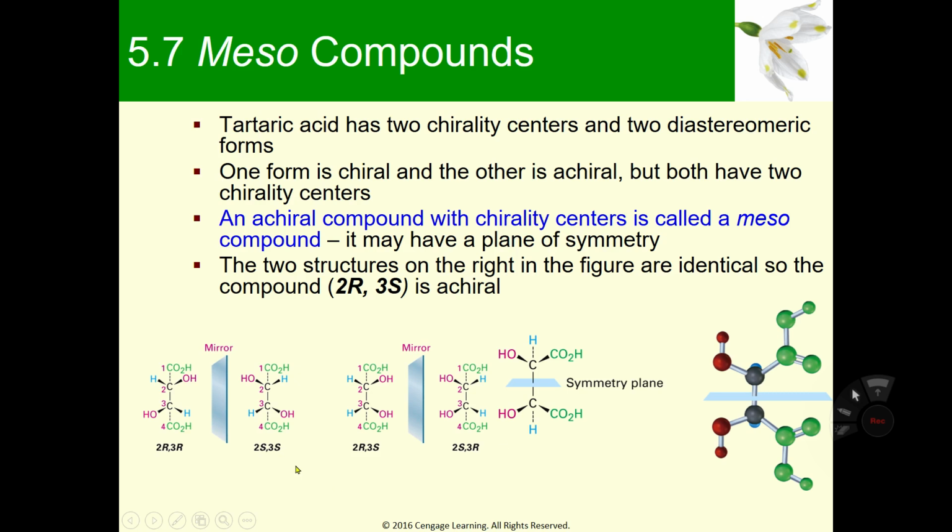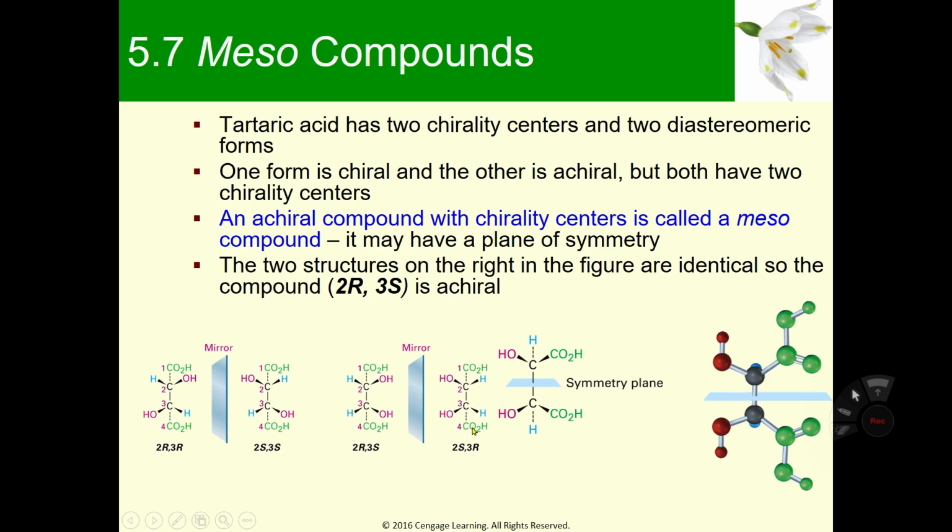Now, let's try to see whether they can be overlapped or not. Okay, let's try to overlap these two isomers. In this case, there is no way to overlap them. Even if you try, you can never overlap 2R 3R with 2S 3S. So these two are not the same compound, they are mirror images, and they have chiral centers, so they are in an enantiomeric relationship, right?